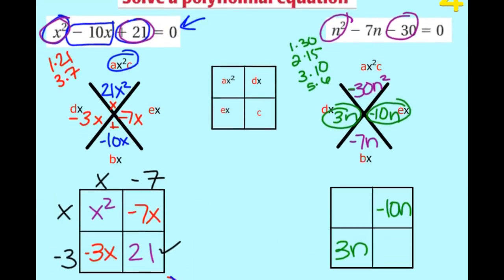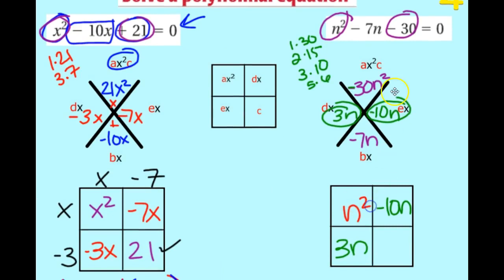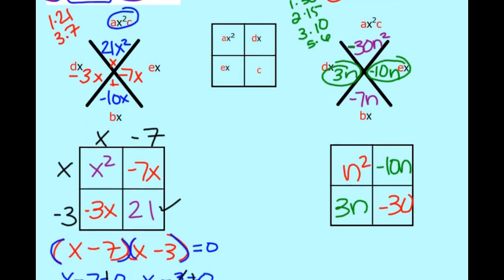My first term was n squared. My last term was negative 30 from here. So if we factor this out, n times n is n squared. N times negative 10 will give me negative 10n. And same thing here. N times 3 is 3n. Check the last box. Does it make sense? If it does, we can write out our factors. N minus 10 and n plus 3.